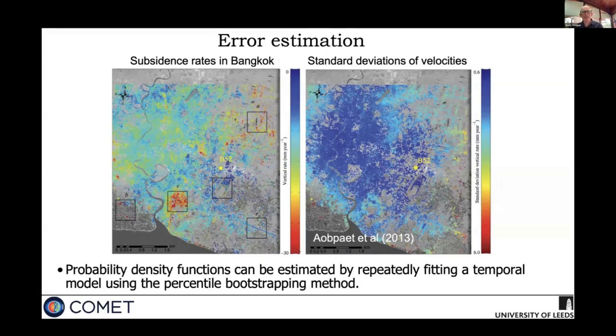So on the left are the actual velocities, and on the right are standard deviations for Bangkok in this case. You'll note that low values are blue, high values are red. The lowest values are clustered around the center. So you'd expect this if your reference is near the center, because as you get further away from your reference point, we expect more and more residual contributions from atmosphere. So that's what we see.